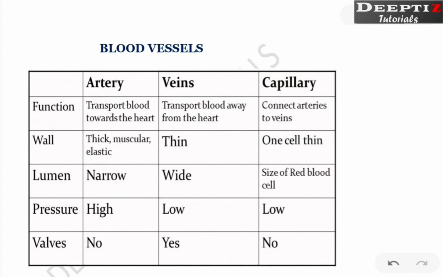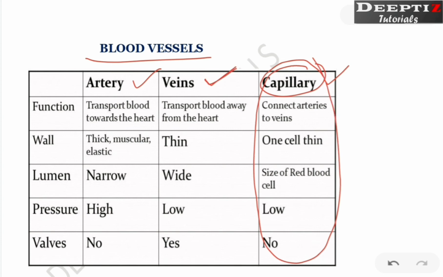Now the second part of the transportation system is blood vessels. There are three types of blood vessels: arteries, veins, and capillaries. Please remember these three terms: arteries, veins, and capillaries. Capillaries are the smallest type of blood vessels. This you have to remember. They are totally different from the other two.